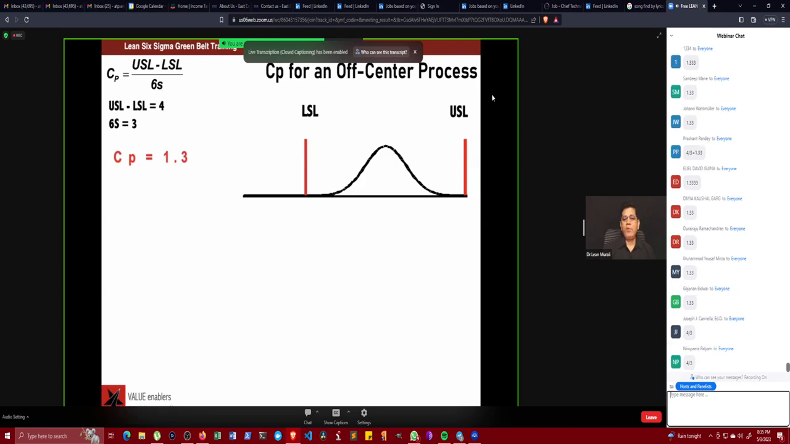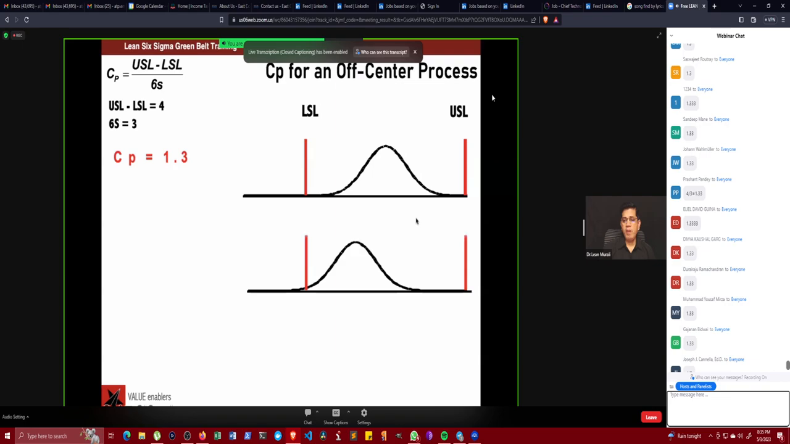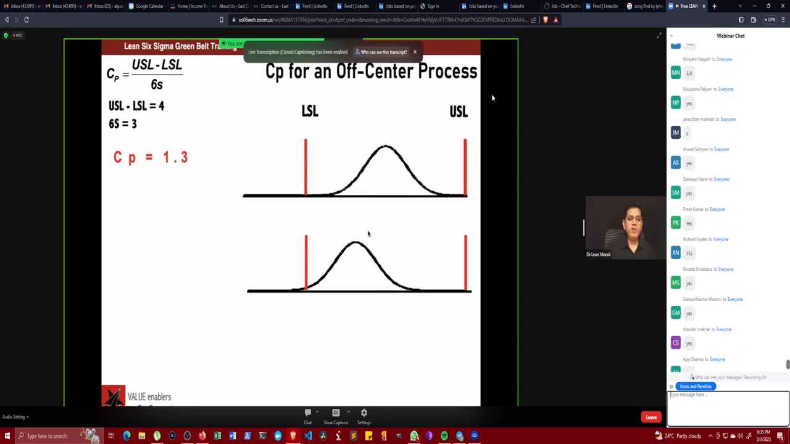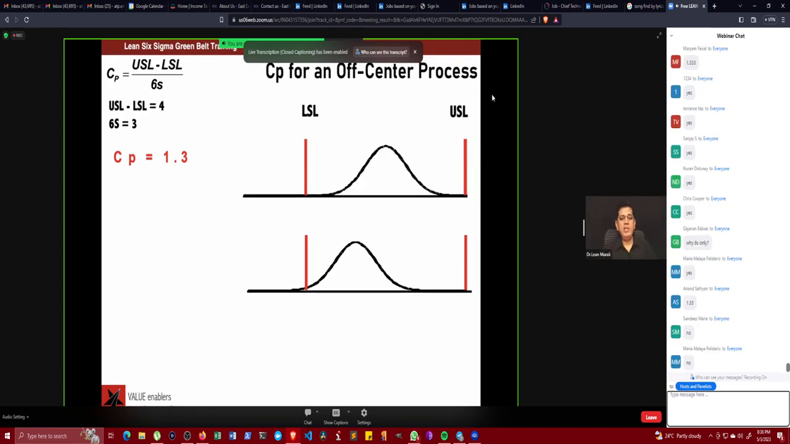Now my question here is this. The 6 times standard deviation does not change. The variation remains the same, but the average alone has shifted. Can you notice that? Type yes in the chat box. Here in this case, the average was here and this average has shifted from here to here, right? Will the CP change? Yes or no?